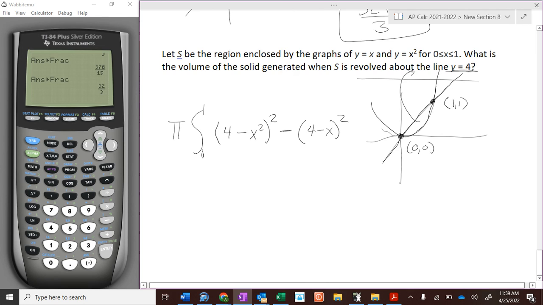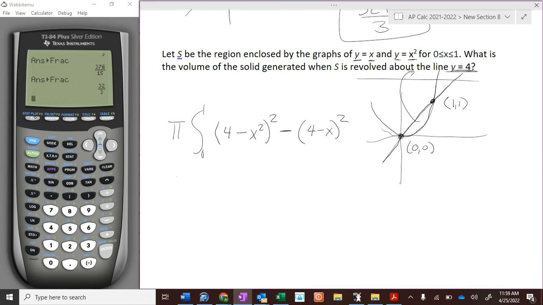How do you know the limits are from 0 to 1? Where did you get those 0, 0 or 1, 1? Because that's where they intersect. If you graph and trace, I just know that because it's 0, 0 for each of these, and then 1, 1 for each of these.